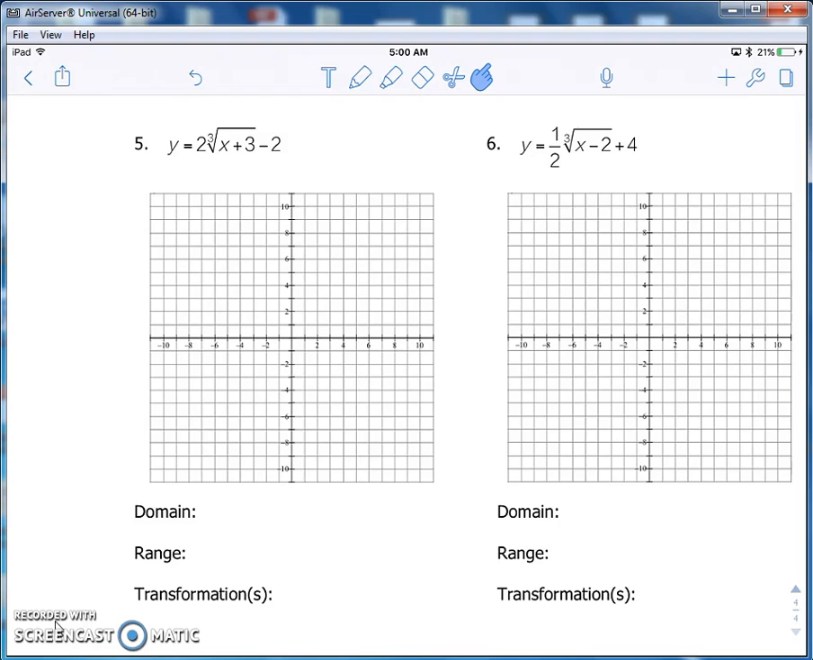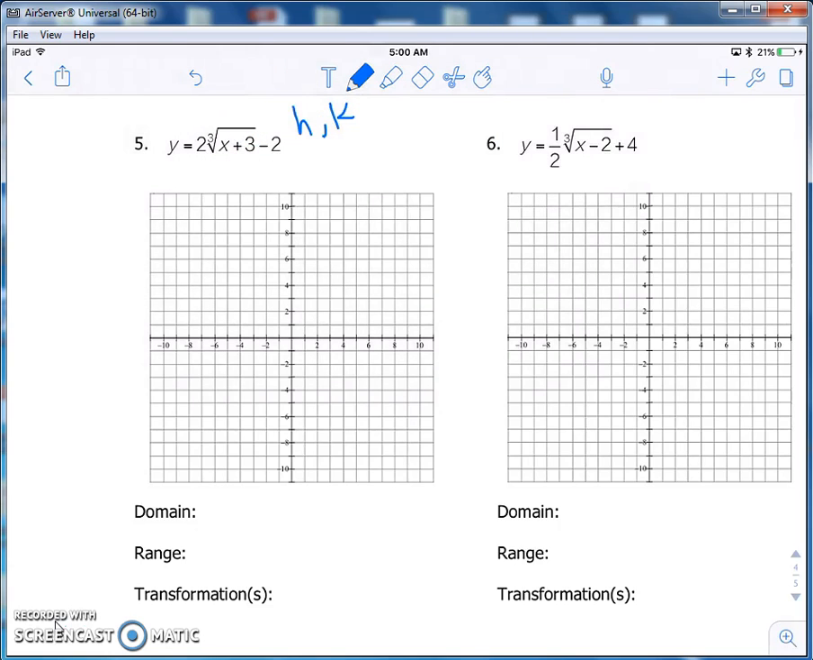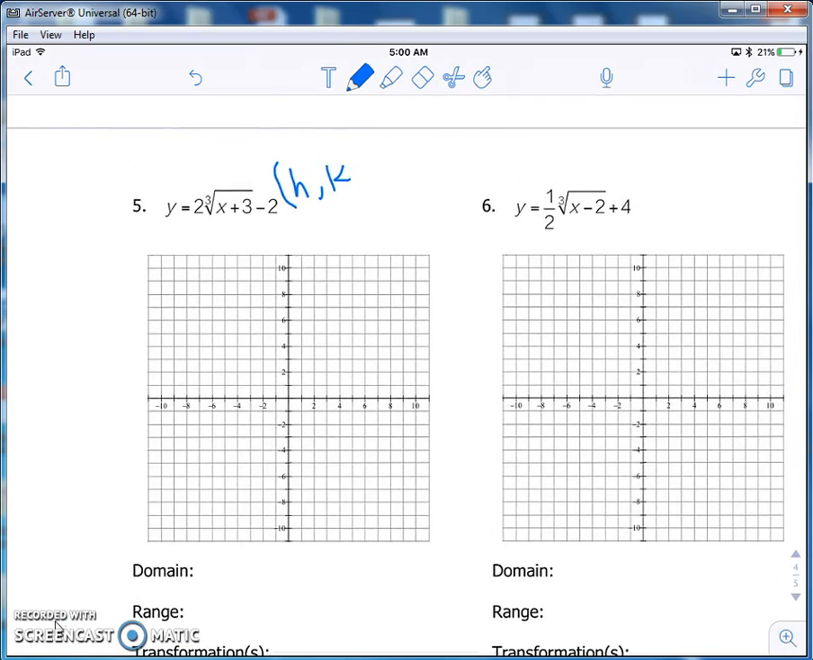Alright, number 5. We got a doozy here. So we look at our H, K. Remember that H is the opposite of what it shows, and K shows what it does. So although it says plus 3, it's supposed to be x minus H, so H needs to be negative 3, and K is negative 2.